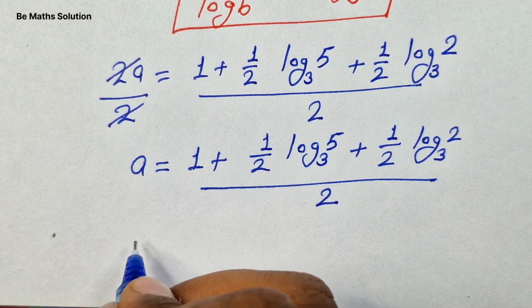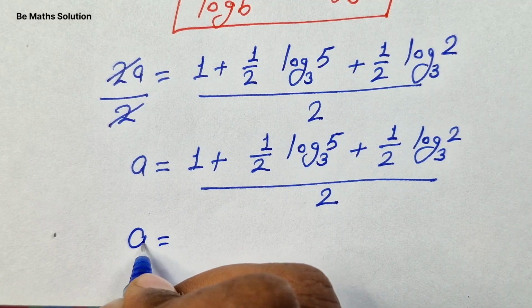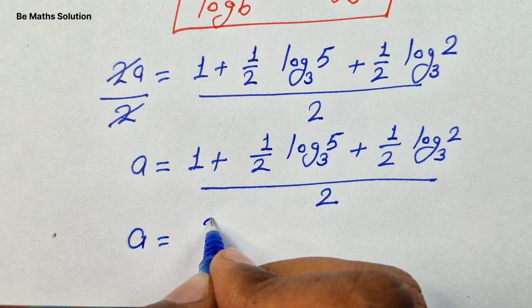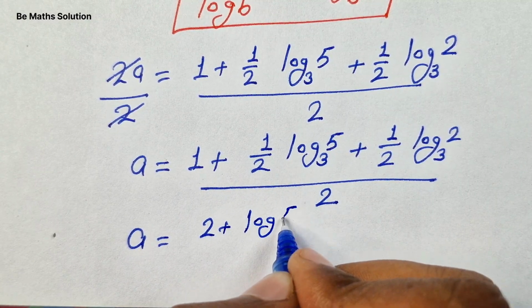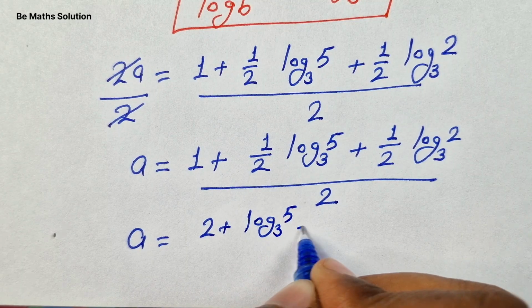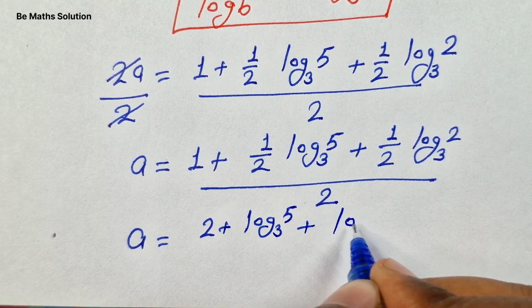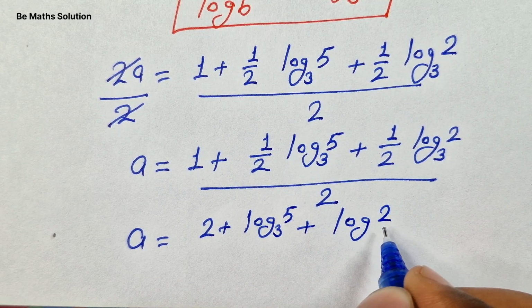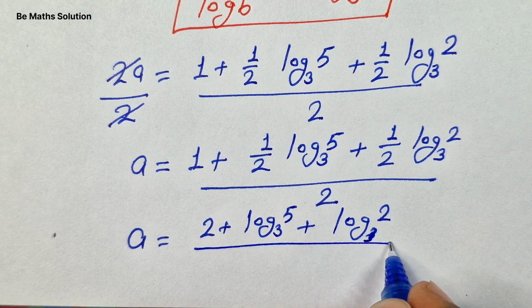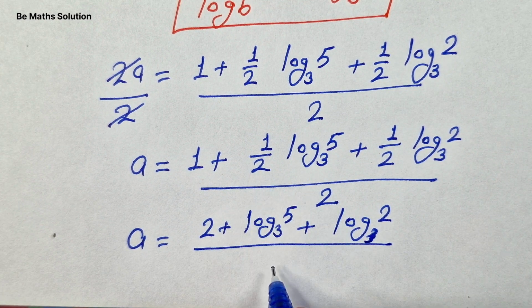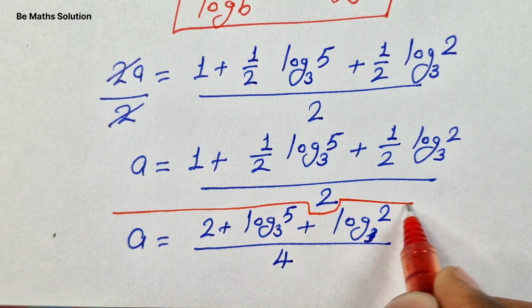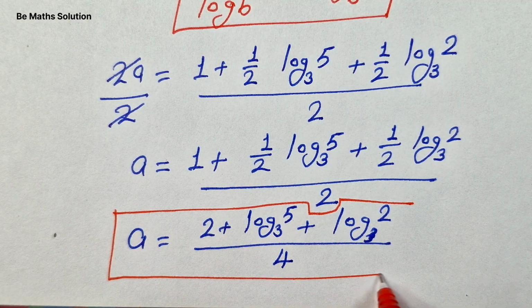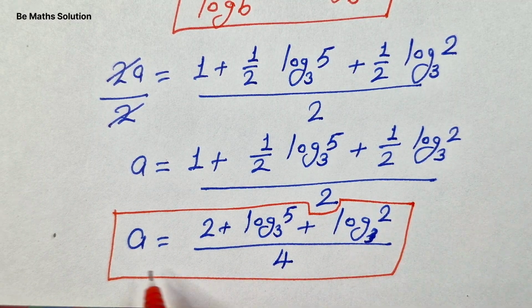Then a is equal to 2 plus log of 5 base 3 plus log of 2 base 3, over 2 times 2, which is 4. This is our final answer for the value of a.